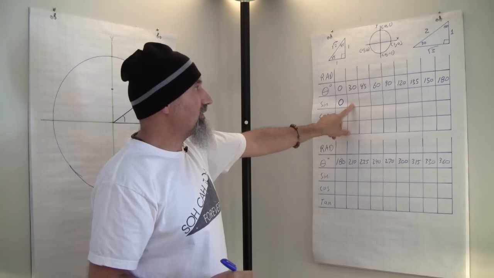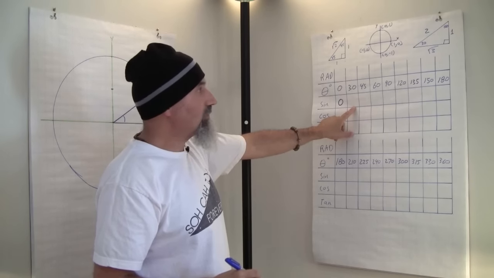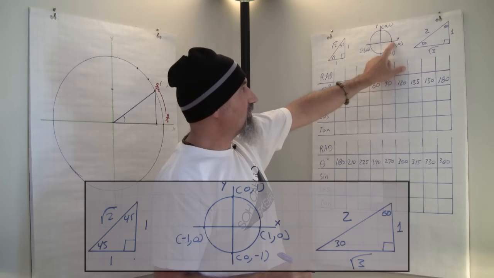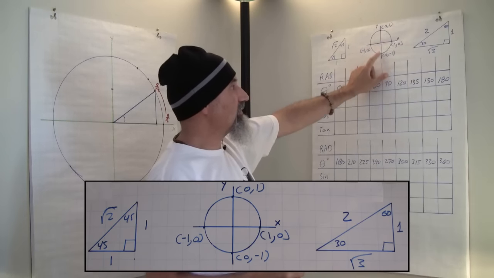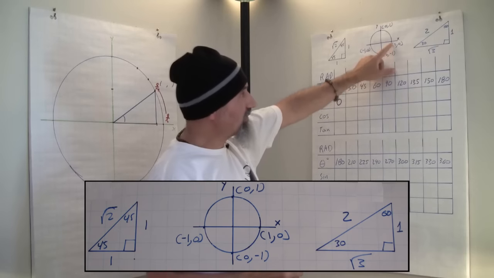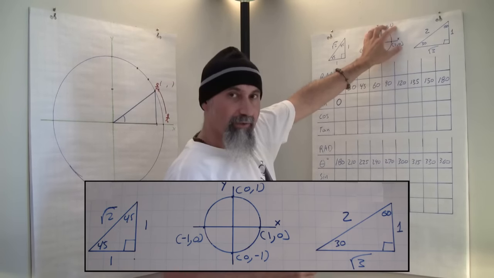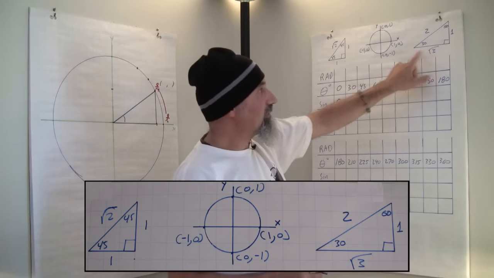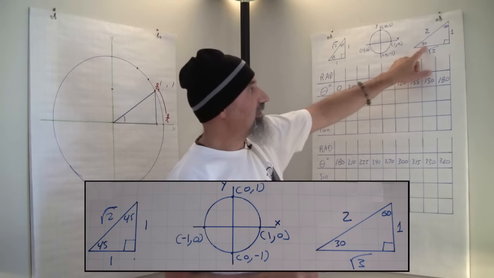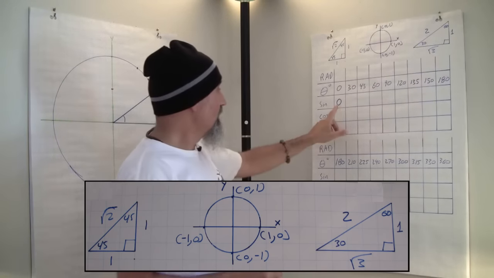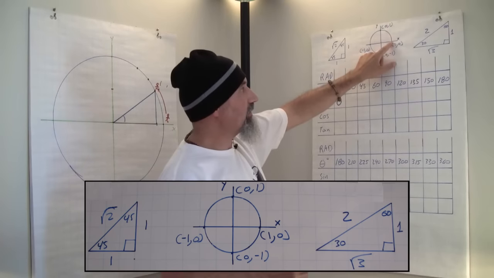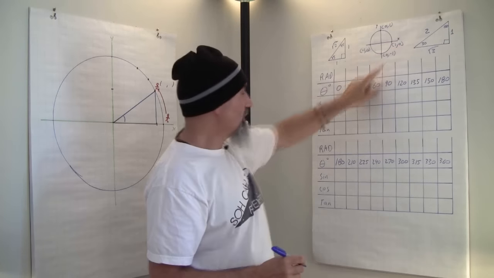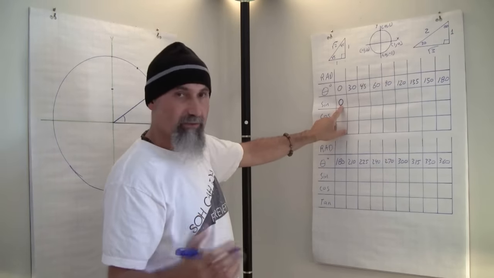Sine of 30 degrees, right? What we're going to do is look at our special triangles. For the nodes, 0 degrees, 90 degrees, 180 degrees, 270 degrees, and 360, we're going to look at the unit circle. For the other angles and multiples of them, 30, 45, 60, we're going to look at the special triangles. So sine of 0 degrees, we're here, the y at this position is 0, right? So sine of 0 is 0.